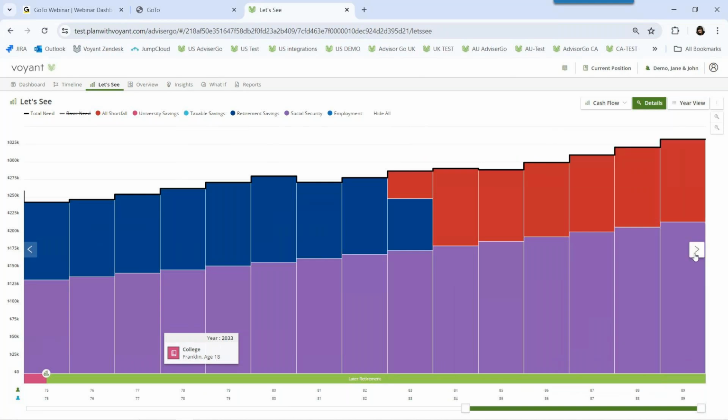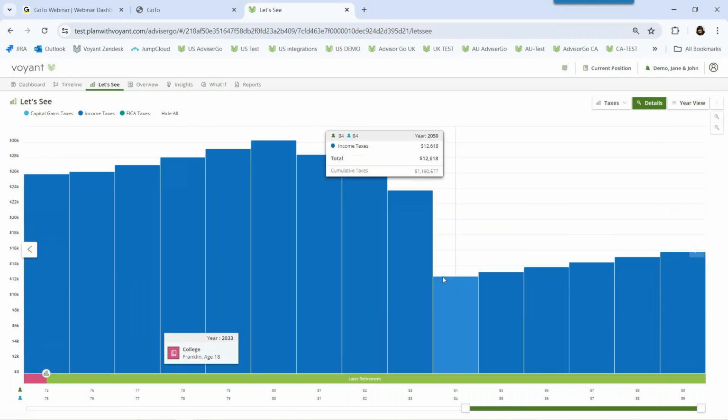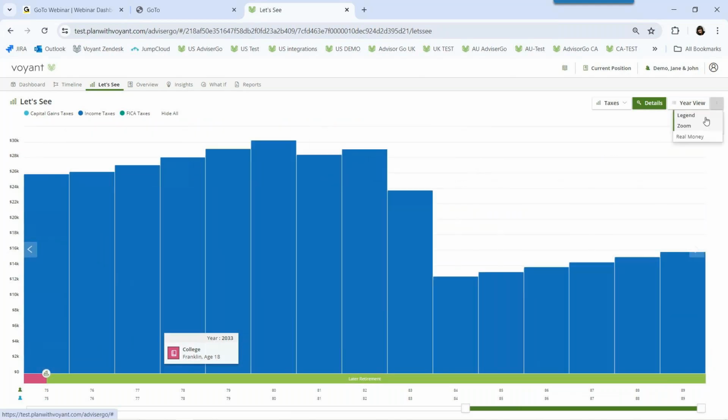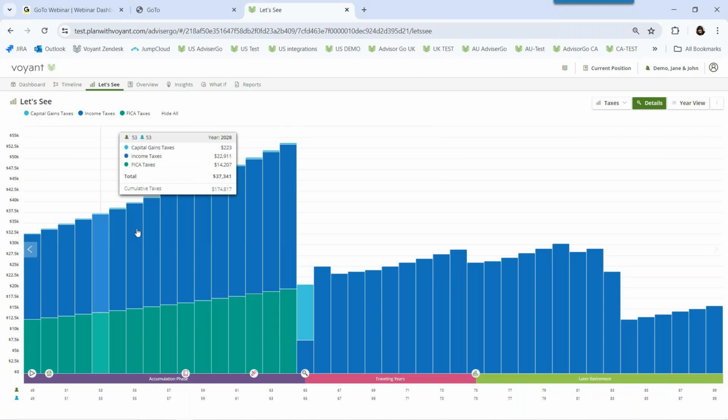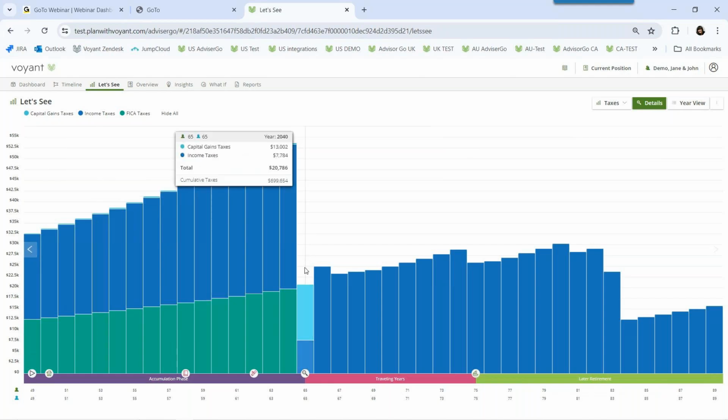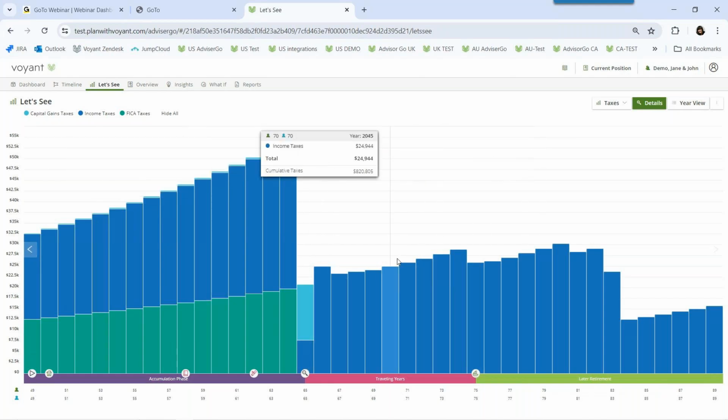You can also use these arrows to click and look at different charts. So you could use the back arrow to look at the taxes. And I'll turn my zoom back off so we can look at the full picture. If you hover over the final bar in the chart, you can see cumulative taxes for the lifetime of the plan. And then you can also see how their taxes look in the retirement years.